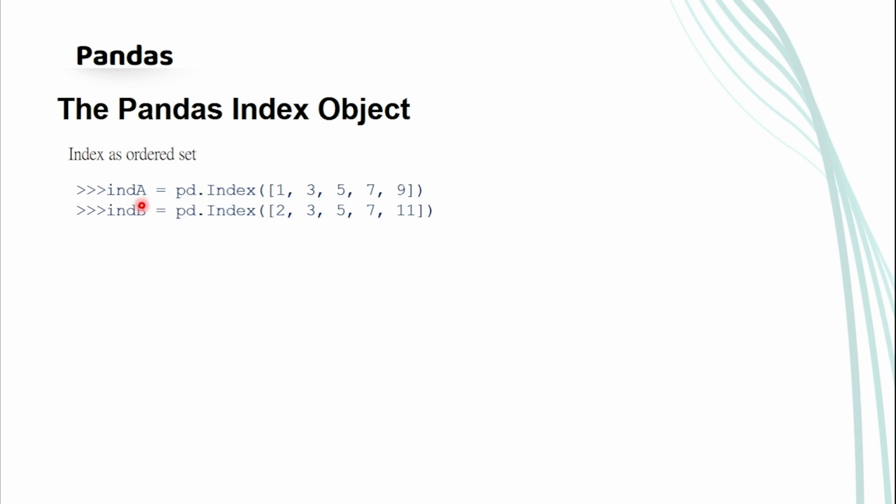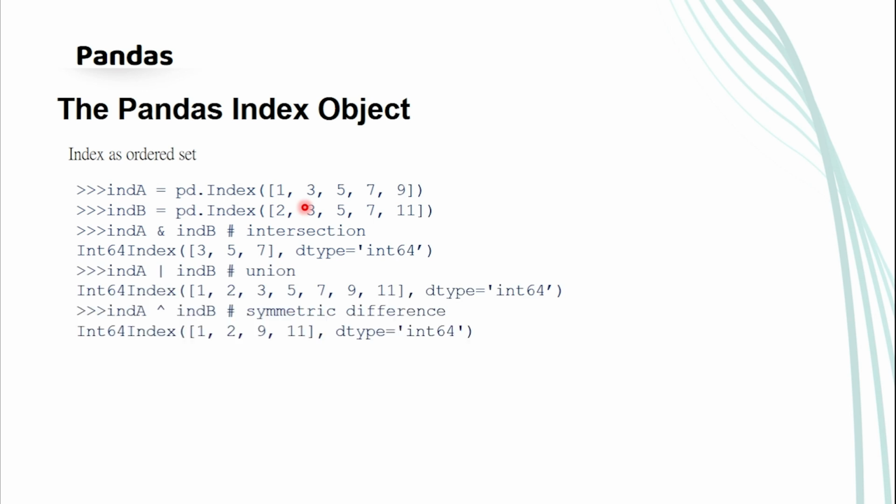So the Index also behaves like an ordered set. If we have an Index A and an Index B, two indexes, we can make the intersection of A and B. So we can see the Index is an ordered set. So we can take the intersection of these two sets, and also the union and symmetric difference for the Index.